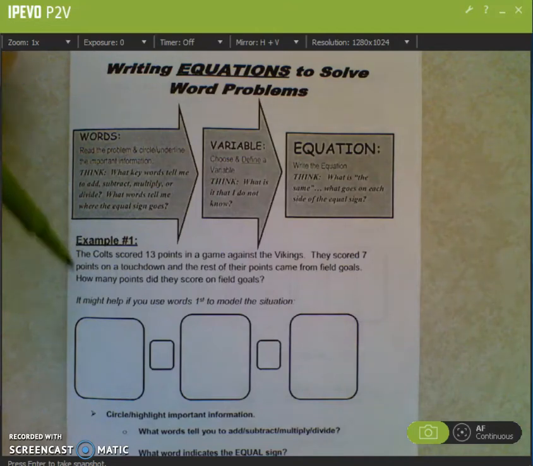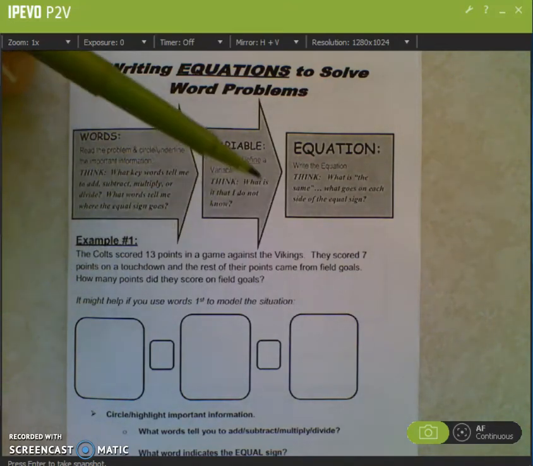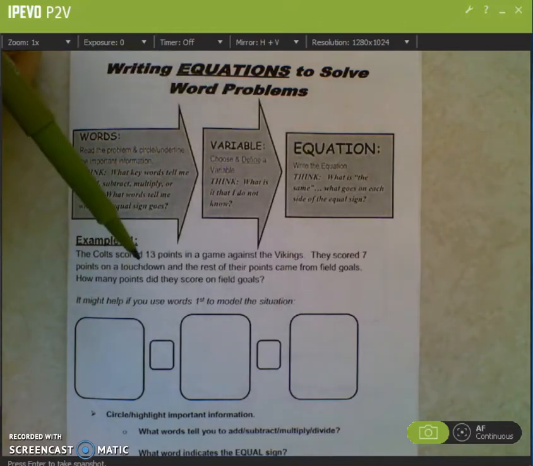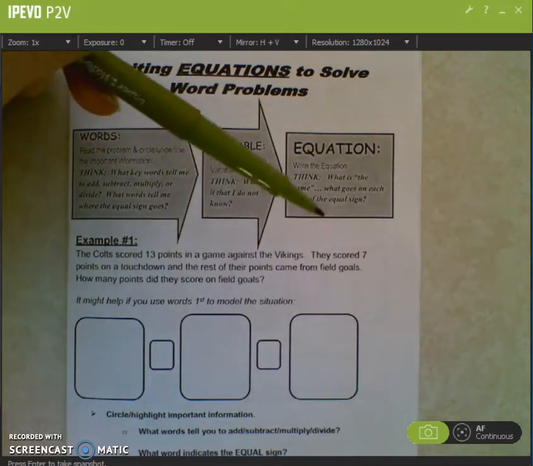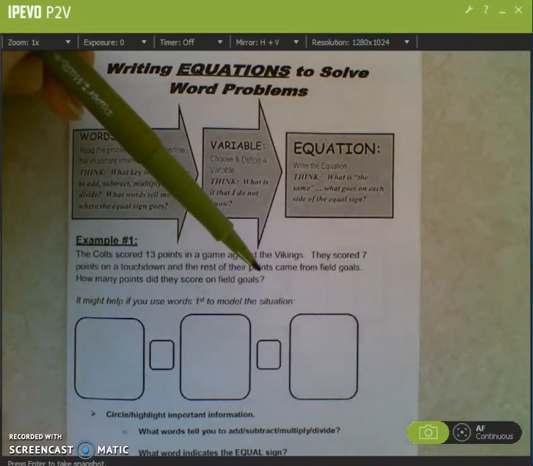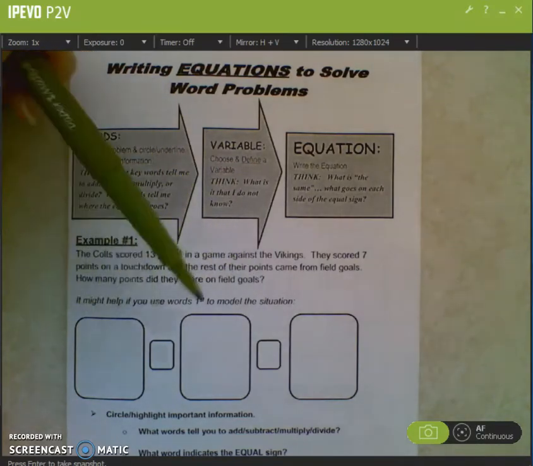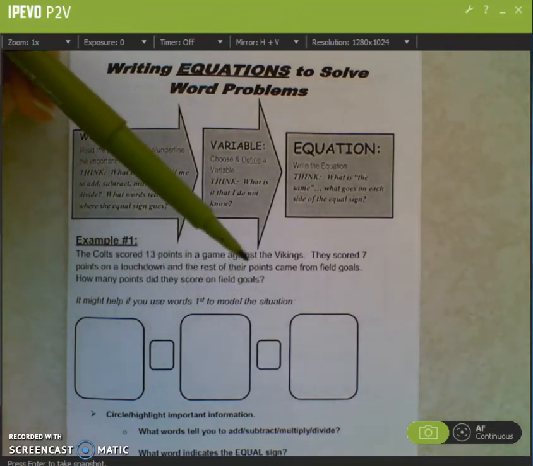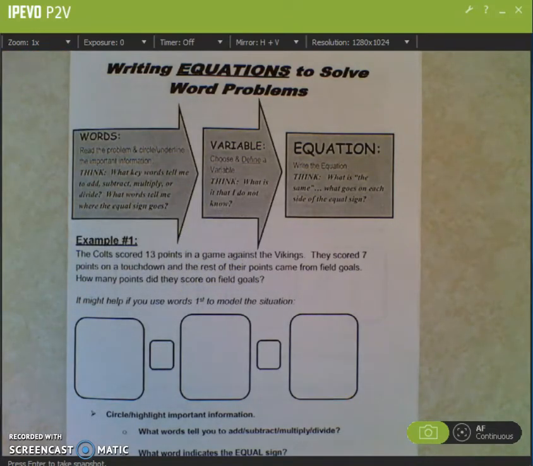Example number 1 says the Colts scored 13 points in a game against the Vikings. They scored 7 points on a touchdown, and the rest of their points came from field goals. How many points did they score on field goals? It says first it might help you to use words to model the situation. So we're thinking about what two parts equaled their total score.